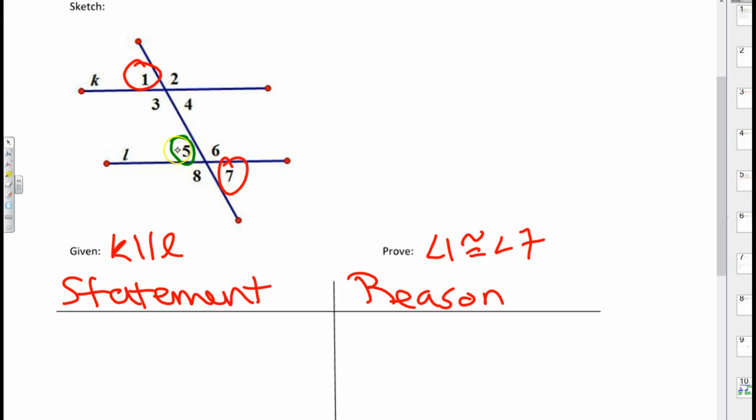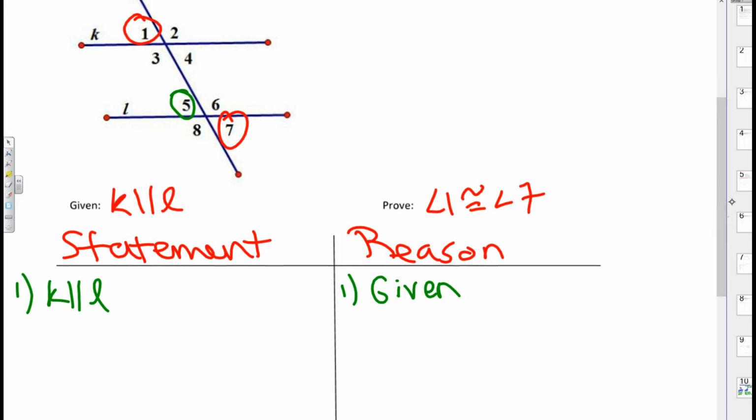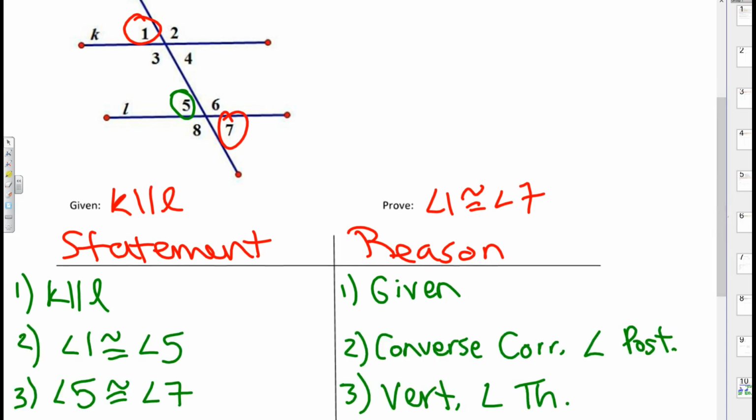Angle 4 or angle 5 would both be good angles for this. So my first step is to list my given, K parallel to L, by given. And my next two steps are to state how 5 is related to 1 and how 5 is related to 7. Well, angle 1 is congruent to angle 5 by the converse of the corresponding angles postulate. They are corresponding angles and our lines are parallel, so we can conclude they're congruent.